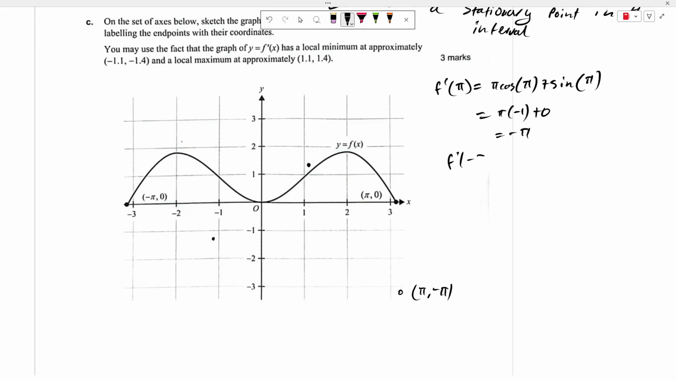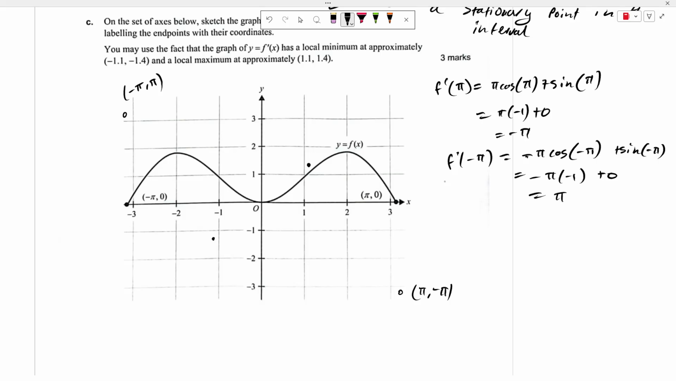Let's find f dash of negative pi. That's the other endpoint, right? Somewhere here. That's going to be negative pi times cos of negative pi plus sine of negative pi. Now cos of negative pi is also negative 1. And sine of negative pi is also 0. So we're going to get just pi. So it's going to be somewhere up here. Right? Around there. So negative pi, comma pi.